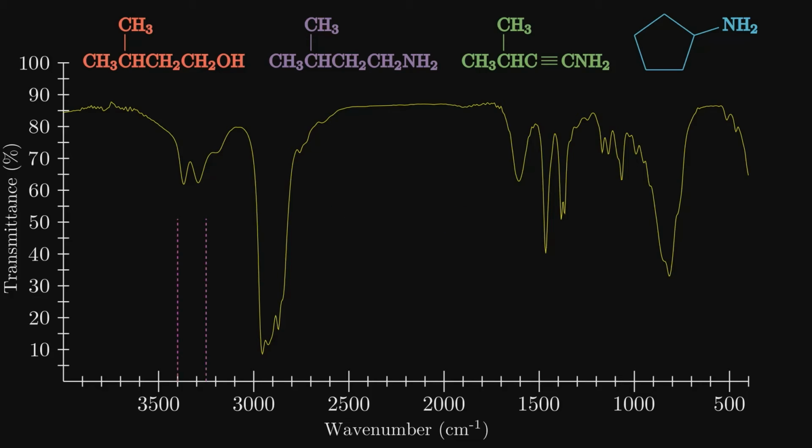The peaks just below 3400 are caused by the nitrogen-hydrogen bond. Yes, OH shows up in the same region, but those are stronger and broader than what we see here, so we can throw option A out the window.